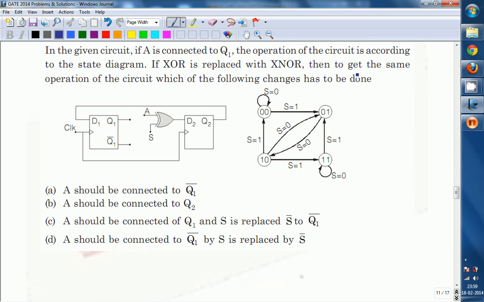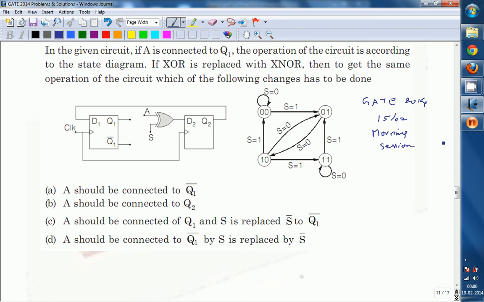Hello, we are discussing GATE 2014, held on 15th February. GATE 2014, 15th February morning session, and the question is related to digital electronics. Look at the circuit.